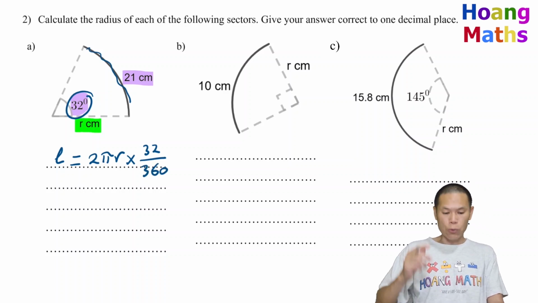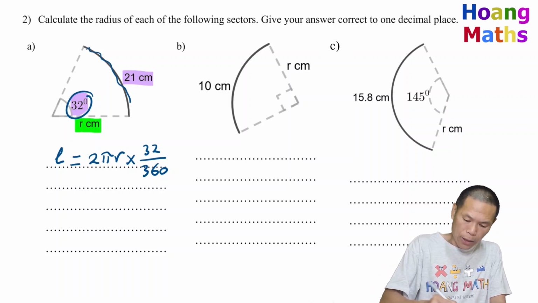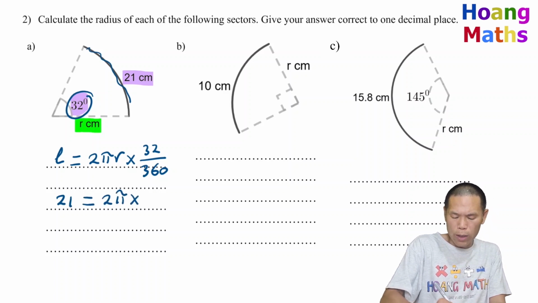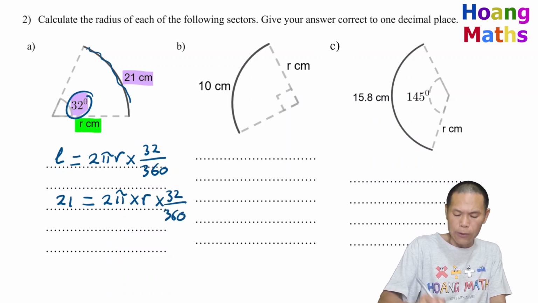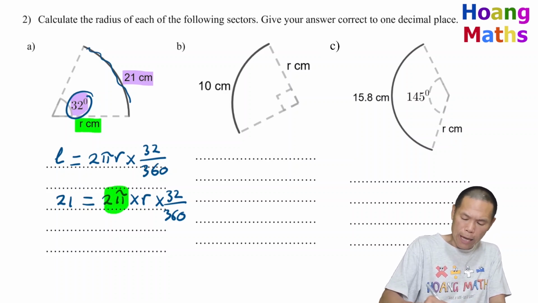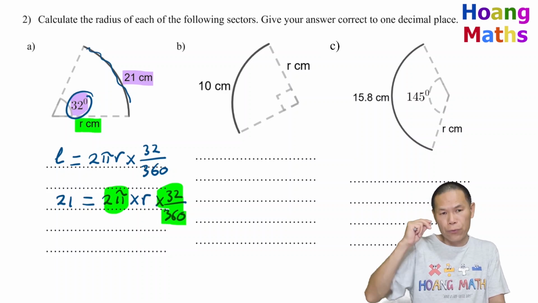So there you go. So we just need to substitute the value in. We know the arc length is 21. Okay, so that is 21 centimeters is equal to pi, and we're not sure what the radius is, just times by r times 32 out of 360 degrees. And we just use the calculator to work this out: 2 pi times 32 out of 360.